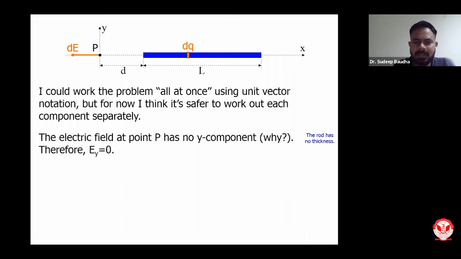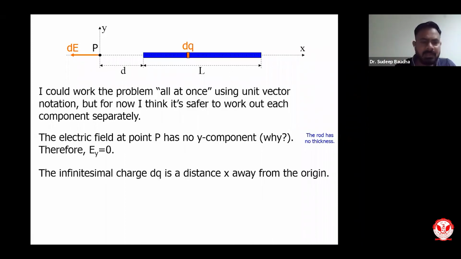So the electric field at point P has no Y component, as you can see. There will be no Y component because of the direction of the electric field. We will have only X component. I hope because of geometry you can realize it. We will have only X component. Y component will be 0 over here. So now we can straight away do it.